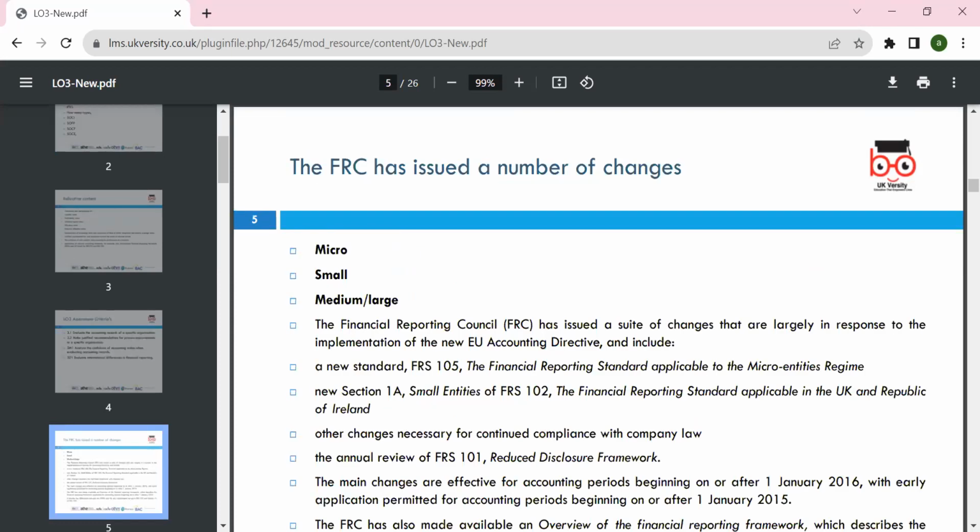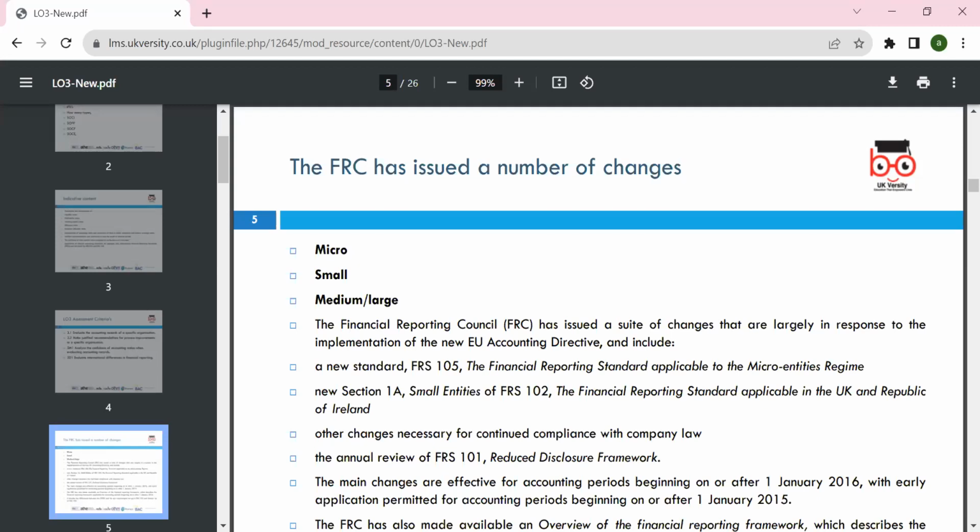The FRC is the Financial Reporting Council. They have different types of companies: the micro company, the small company, and the medium or large company. The Financial Reporting Council has issued a suite of changes. The large implementation is a new EU directive, which includes the new standard FRS 105, applied in the UK, though not all the legislation has changed. The financial reporting standard is applicable to the micro-entities regime, and the new section 1A is for small entities.